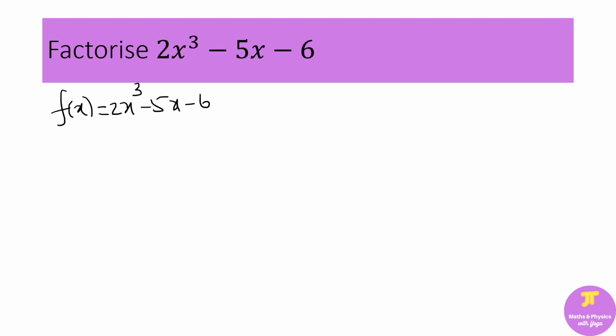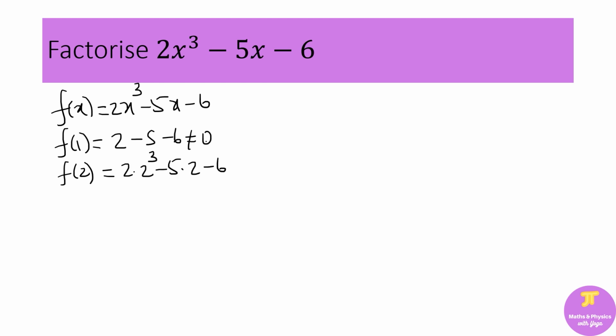First, in order to factorize this, we need to find the first factor by trial and error, by substituting minus 2, minus 1, 1 and 2 for x. Let's start with f(1). f(1) is 2 minus 5 minus 6. This is not equal to 0. f(2) is 2 times 2 to the power 3 minus 5 times 2 minus 6. This is equal to 0. Therefore, 2 is a root, and x minus 2 is a factor.